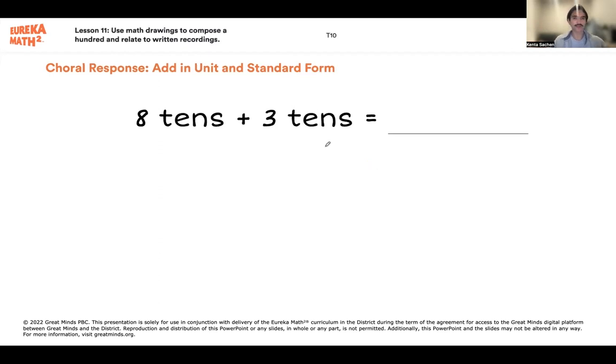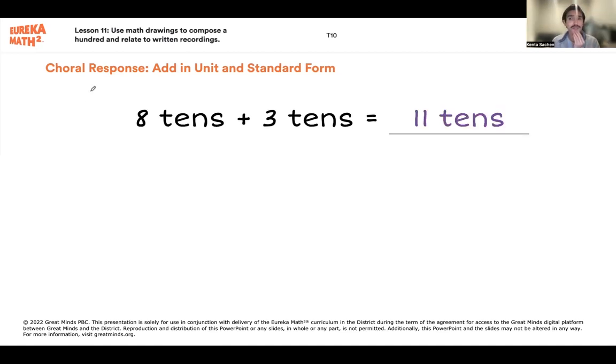Okay, about this next one. 8 tens plus 3 tens. 8 tens plus 3 tens. How many tens is that? 8 plus 3. Let's think. I want you all counting. Paloma, how many tens is that? 11 tens, right? We started 8, 9, 10, 11 tens.